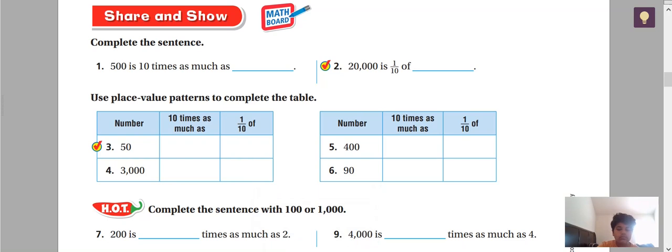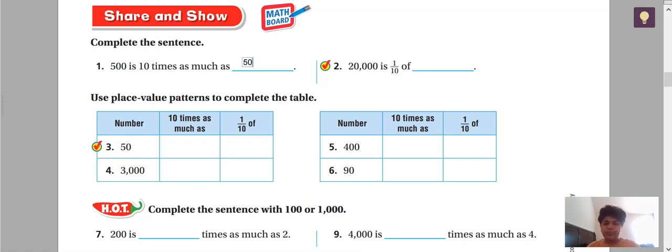Well, the question: 500 is 10 times as much as what? 50. The answer is 50. Let's type the answer. So 500 is 10 times as much as 50.